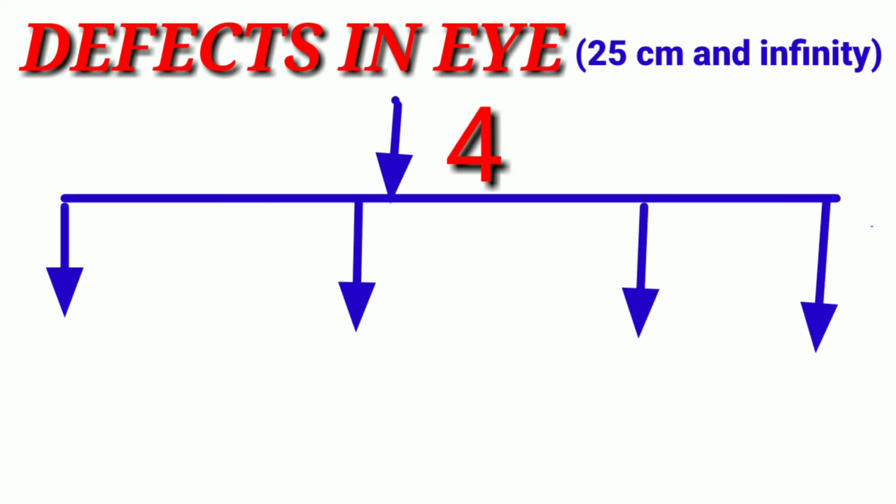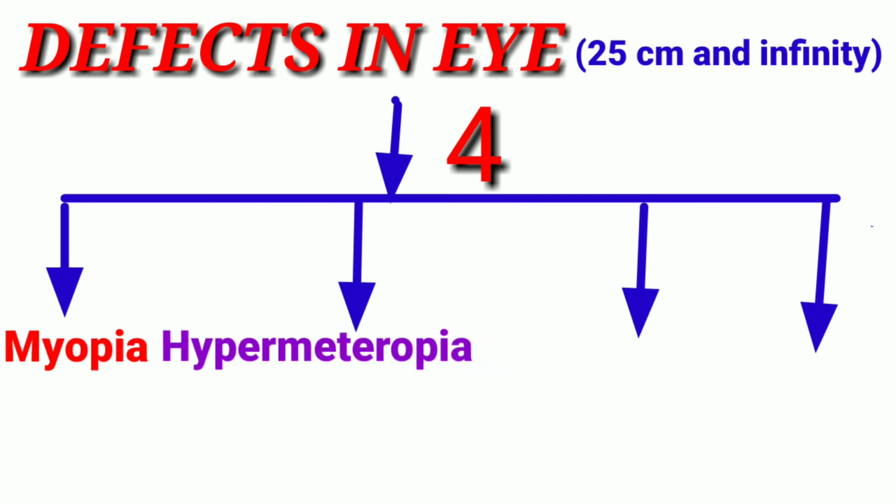Next is the topic defects in eye. A normal human eye can clearly see all objects placed between 25 centimeter and infinity, but in some people the eye loses its power. Hence their vision becomes defective. There are four types of eye defects. First one, myopia. Second one, hypermetropia. Third one, presbyopia. And fourth one, astigmatism.